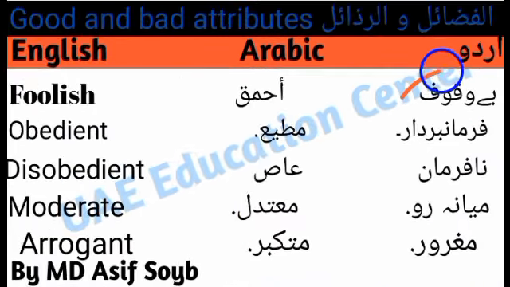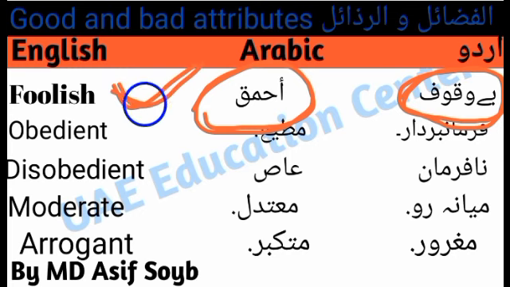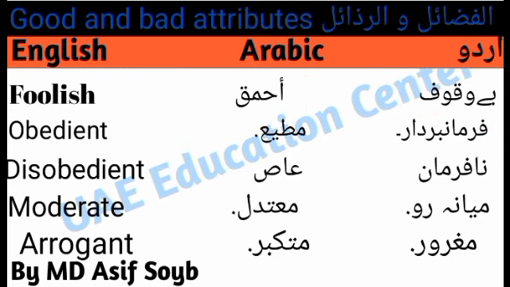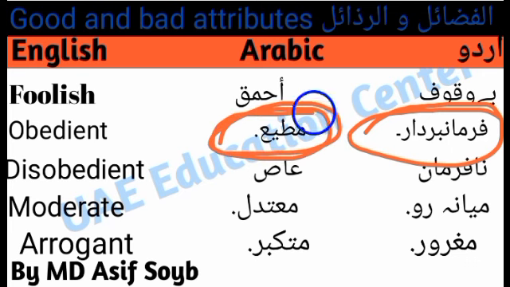Next word in Urdu, bewaqoof. Bewaqoof meaning in Arabic, ahmaq. And in English, foolish. Next word in Urdu, farma bardar. And in Arabic, muti'un. And in English, obedient.